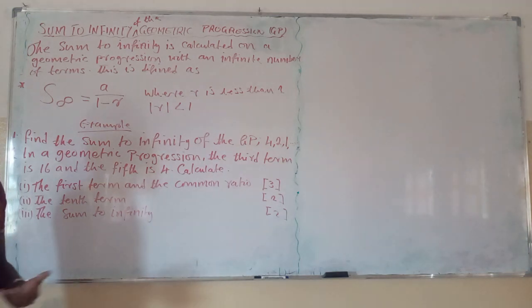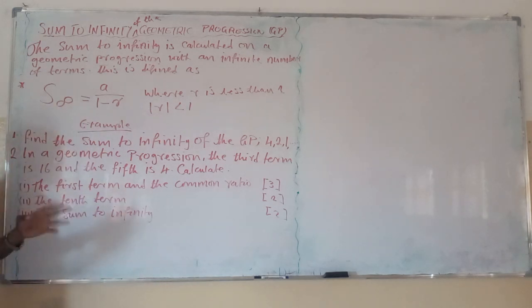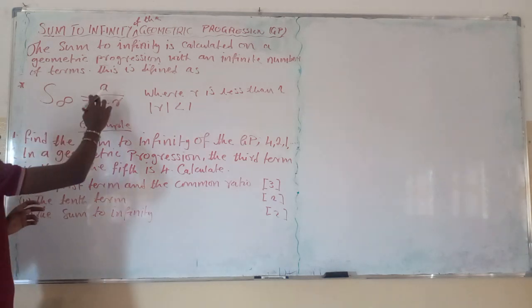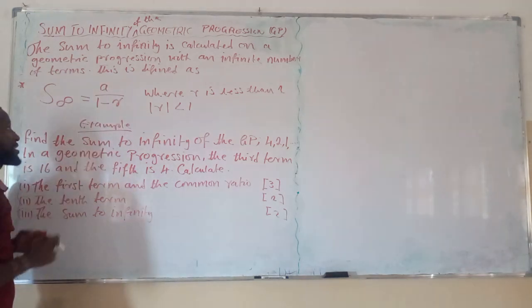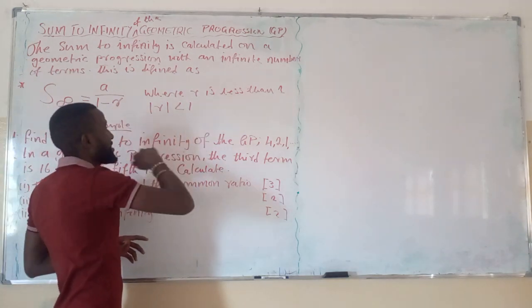Now, for you to calculate such a sum, you need to use a certain formula. And this formula is simply given by the sum to infinity, written with the infinity symbol, like you can see, looking like a crazy 8. Sum to infinity is equal to first term over 1 minus r, that's all. Where r, which is the common ratio, is less than 1.